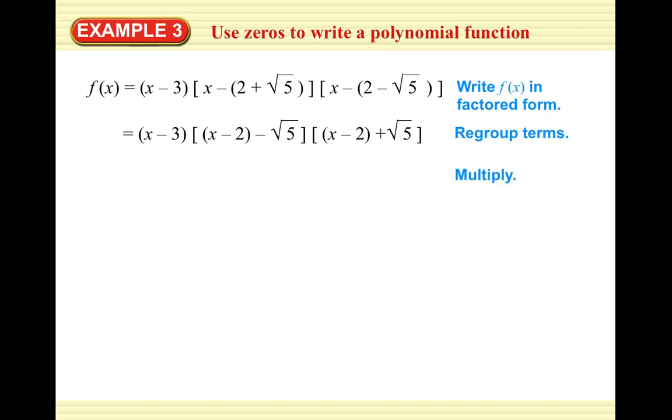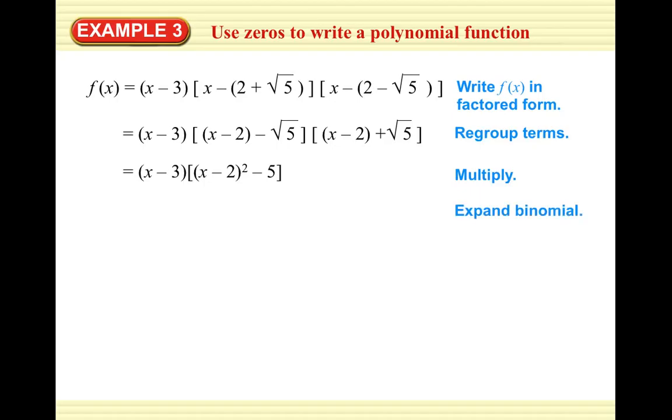Multiply it out using our products. Now, when we do this for x minus 2 minus square root of 5 and x minus 2 plus the square root of 5, if we use a difference of two squares, we know that we're going to get x minus 2 squared minus the square root of 5 squared. So this has been simplified, that step has been taken out, and that's where the answer comes from.